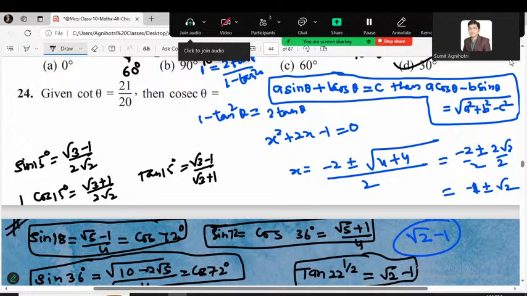You can also solve 24th because it is b over p. From here only you can determine h, which is root of 441 plus 400, that is root 841, and root 841 is how much? 29, and that's why cosec theta is h over p, 29 over 20.